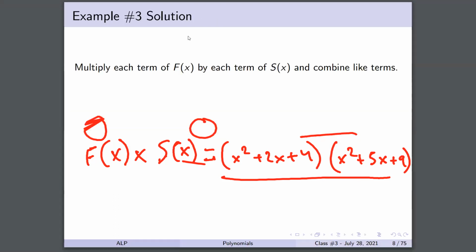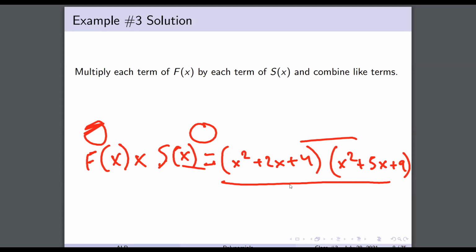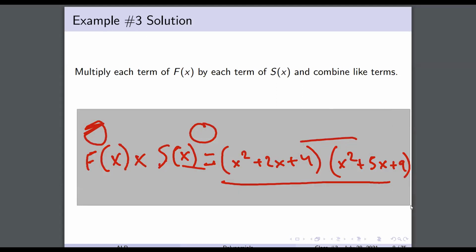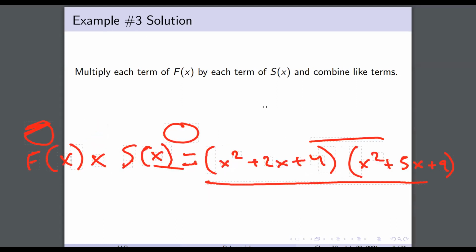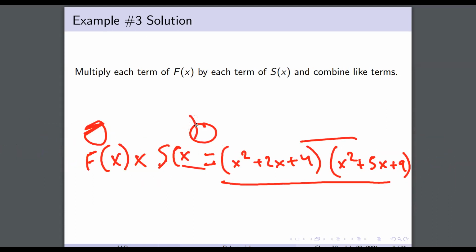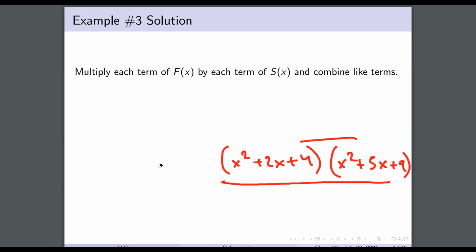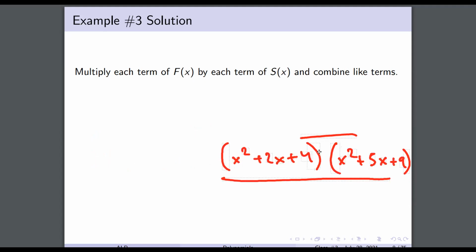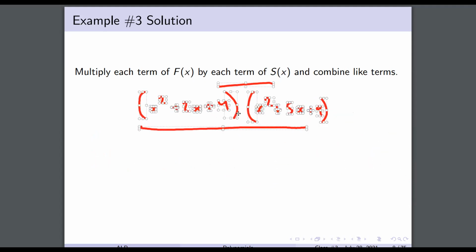If I can make this undo. Give me a moment. Let me erase this. Move it up here. Okay.